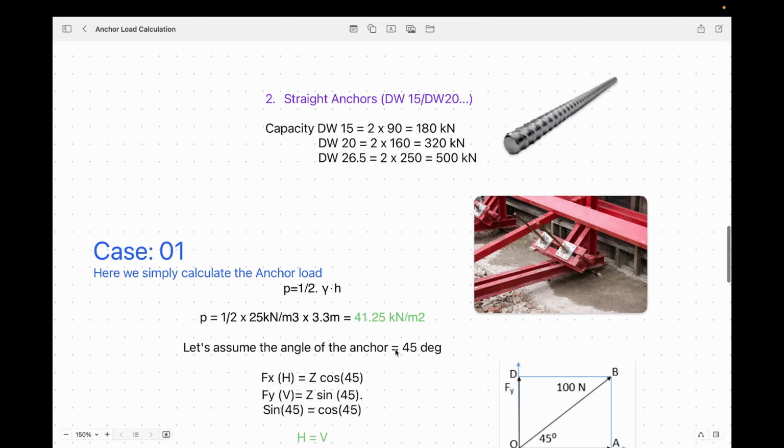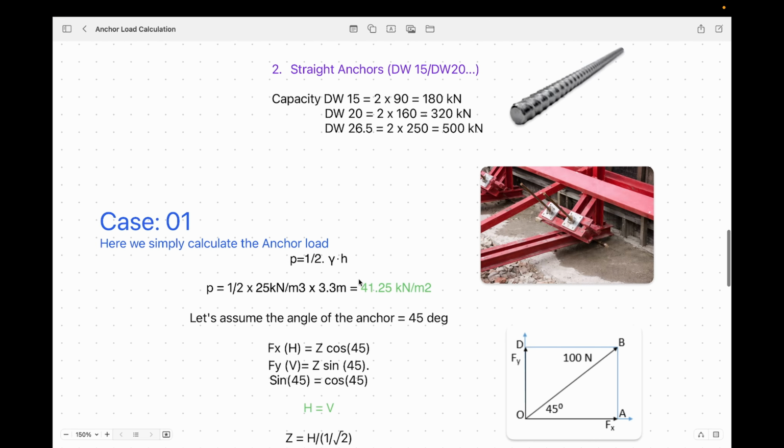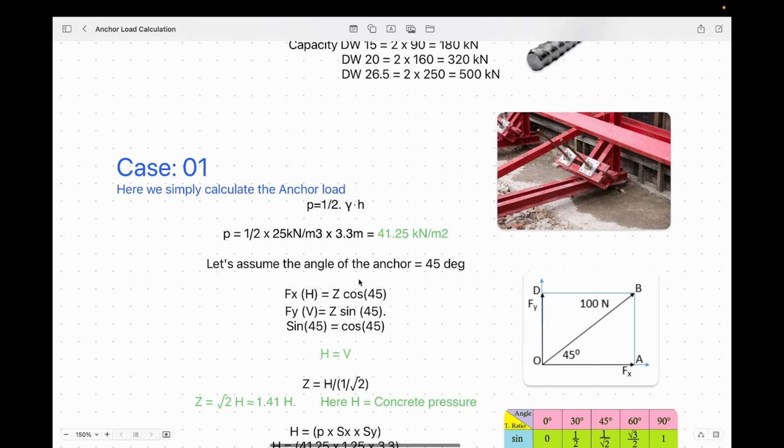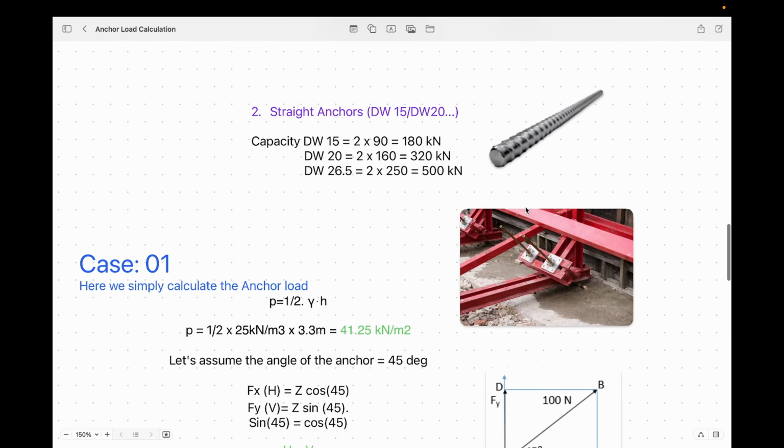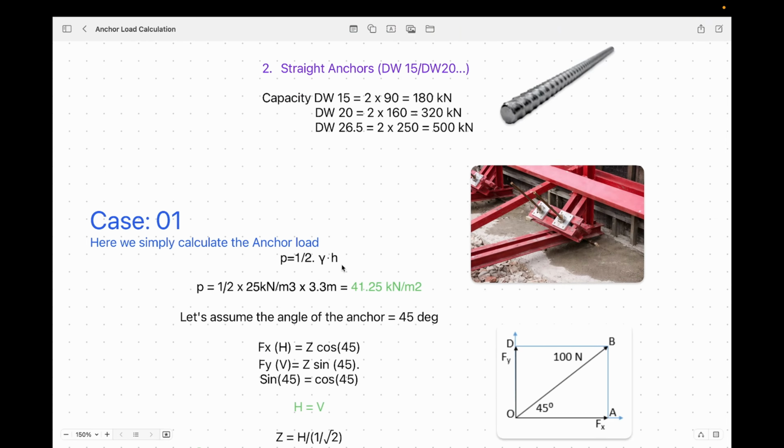Now we have two cases here. The first case I generally calculate without any assumptions, simple. We'll get a conclusion on how the load is here. So first and foremost we need to calculate the concrete pressure for this height. Here we will use the formula half into rho into h.